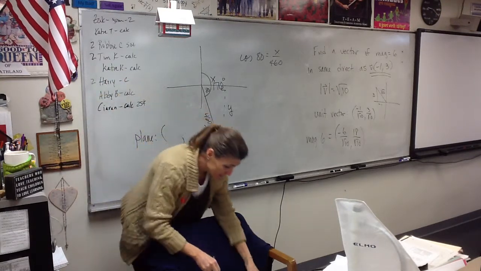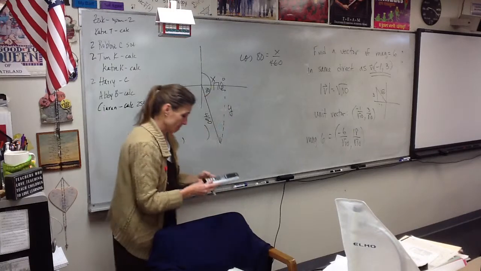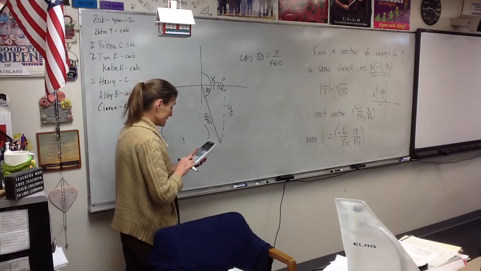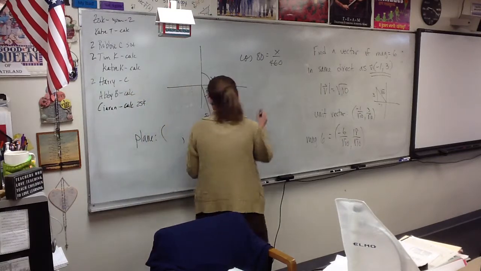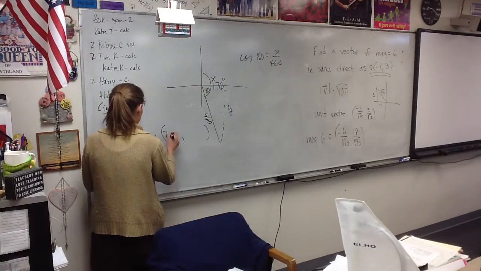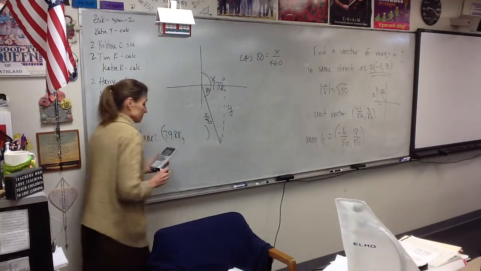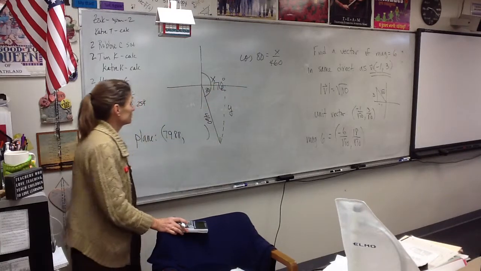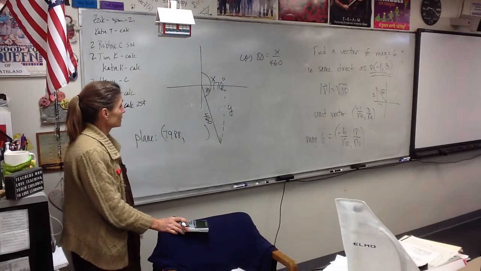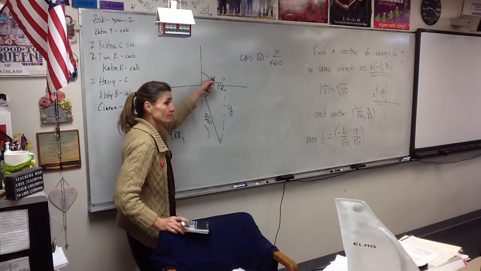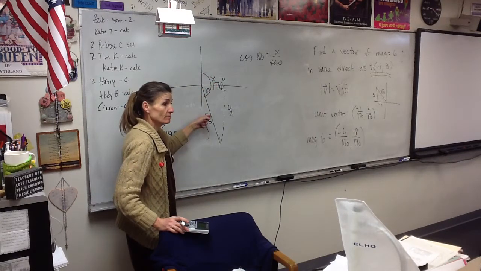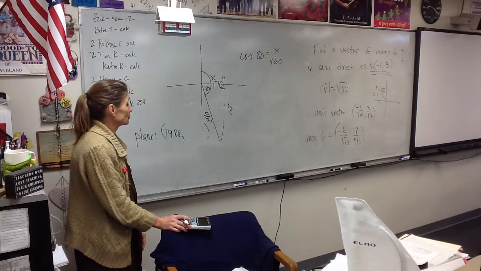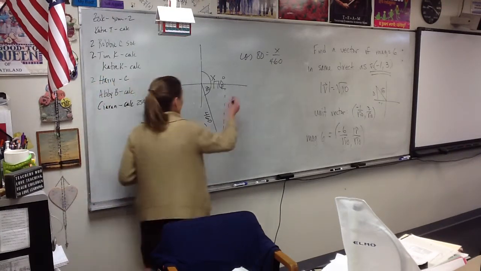So x will equal 460 cosine 80. I got for x, I got 79.88. I typed that into my calculator. Everybody understand why I use cosine? Adjacent. And then sine 80.